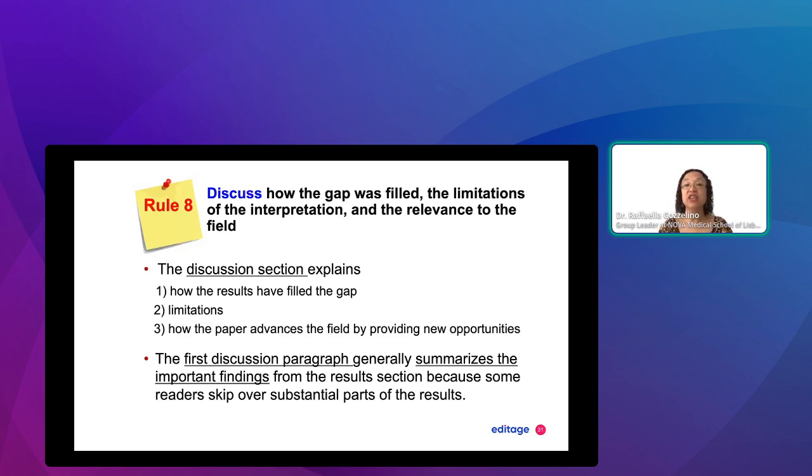In the discussion, then, you really need to address the gaps that were filled, the limitations of the study and its interpretation, and the relevance and the impact that it might have on the scientific community. So explain how these results filled the gaps in the knowledge that was already published, but it's also good to set some limitations, because we cannot think that our study is the best study in the world. There is always a way to improve our study with different techniques or with different kinds of experiments.